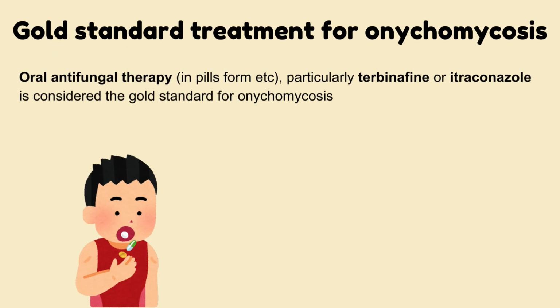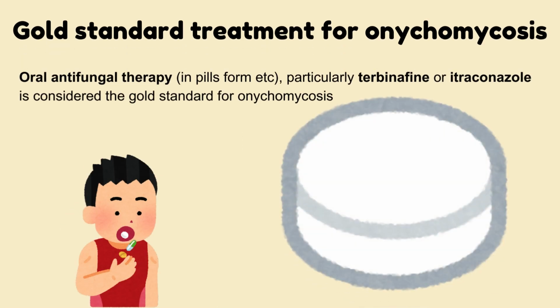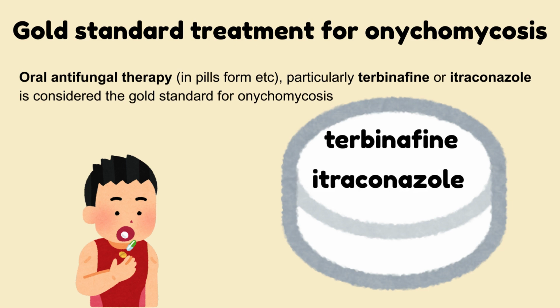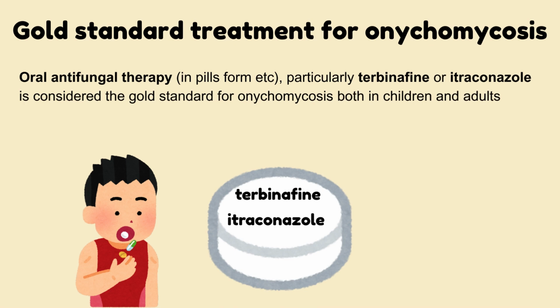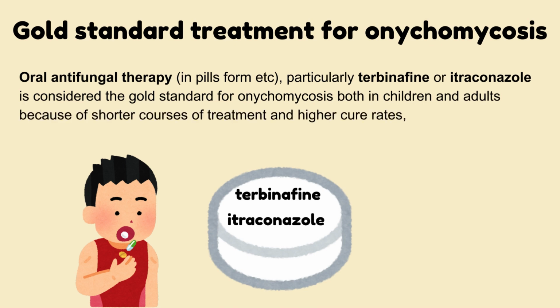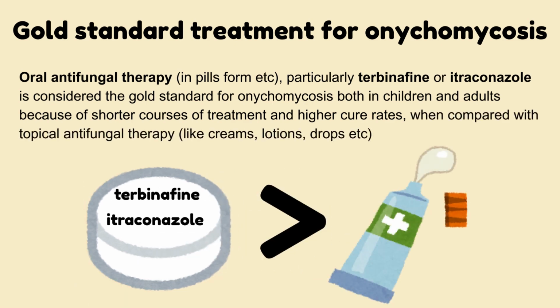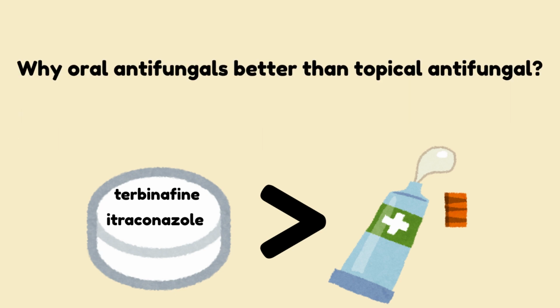Oral antifungal therapy, in the form of pills, particularly terbinafine or itraconazole, is considered the gold standard for onychomycosis, both in children and adults, because of shorter courses of treatment and higher cure rates, when compared with topical antifungal therapy, like creams, lotions, and drops. Why are oral antifungals better than topical antifungals?